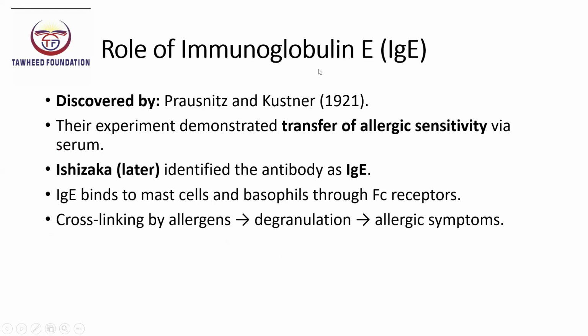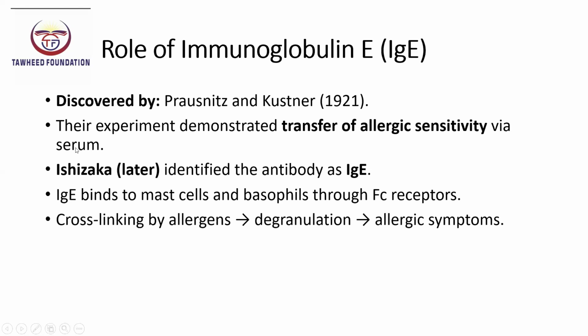Next is role of immunoglobulin E. Immunoglobulin E is called the reagenic antibody because it mediates allergic responses. It was first described by Prausnitz and Kustner in 1921 when they demonstrated that allergic sensitivity could be transferred via serum.